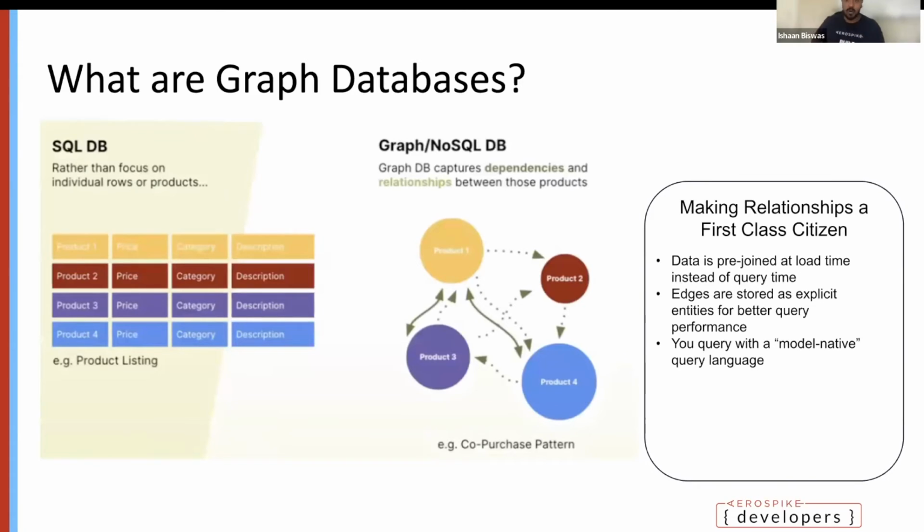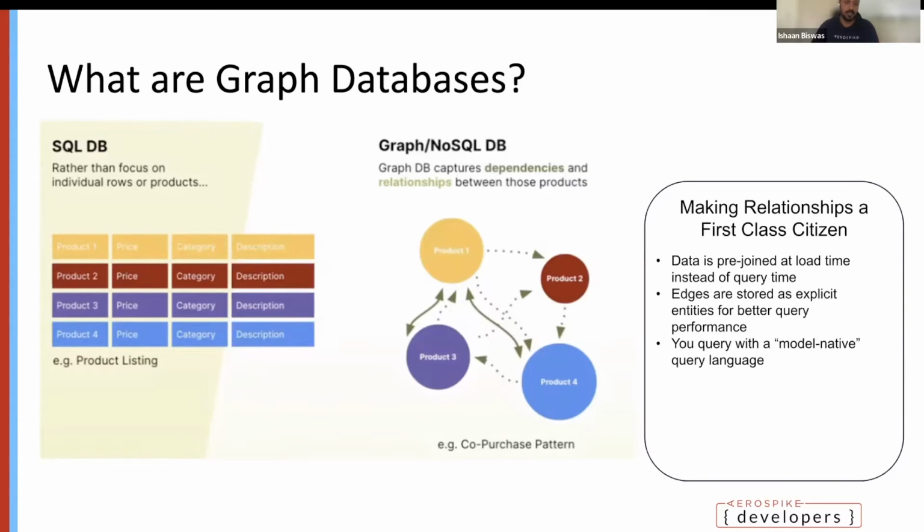So with that, what are graph databases and why are we talking about graph databases? For many of you on this call, this might be very beginner information, but just to lay the groundwork and make sure we're all on the same page, graph databases are just another type of database, specifically a NoSQL database.